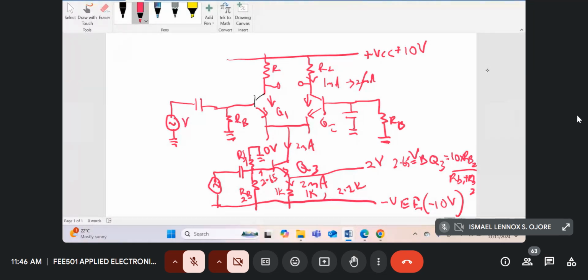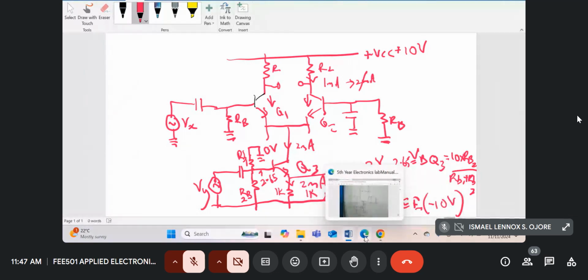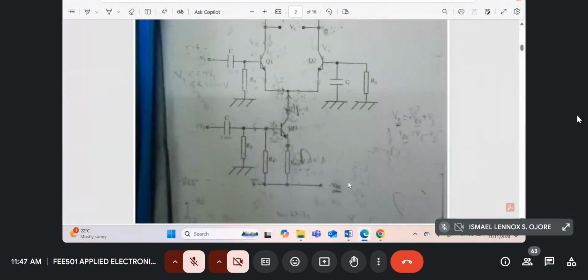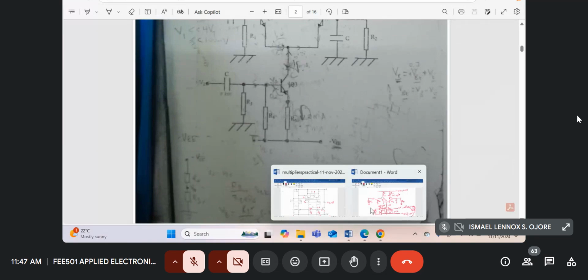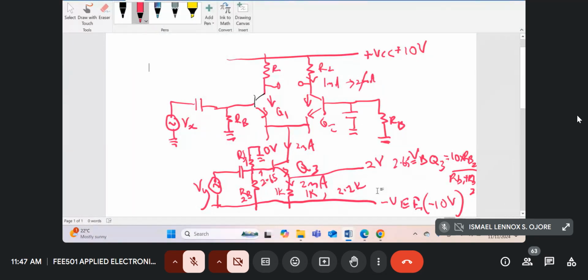So let's call this one Vx, and let's call this source Vy. So the source Vy actually sees 3 resistances in parallel. It sees RB1 in parallel with RB2 in parallel with HIE. Now I don't know, let's see in the circuit if you got a decoupling capacitor. Let's look at your circuit. No, there's no decoupling capacitor at the emitter.